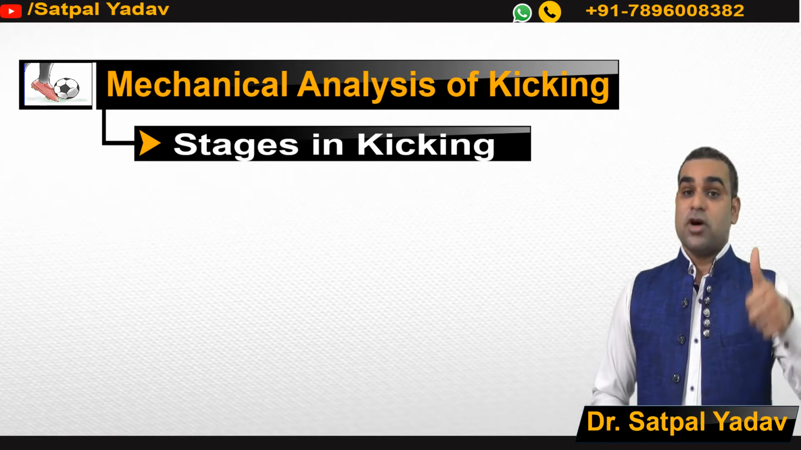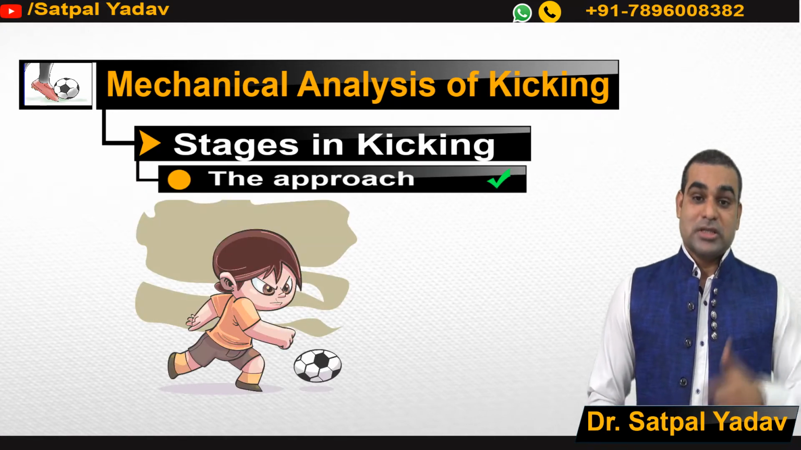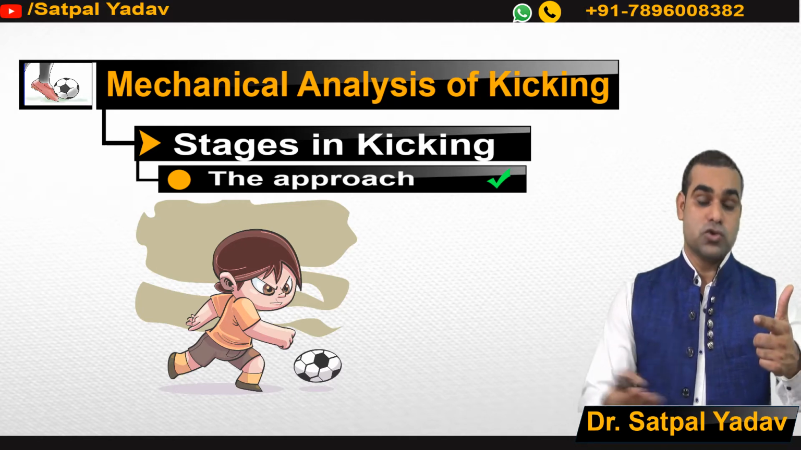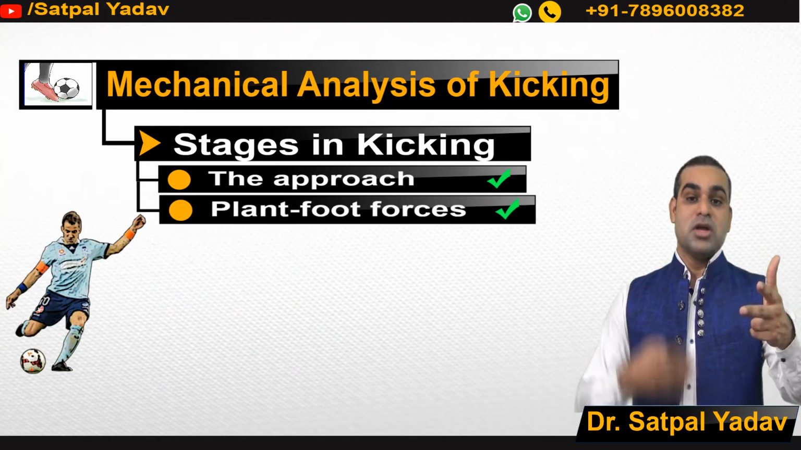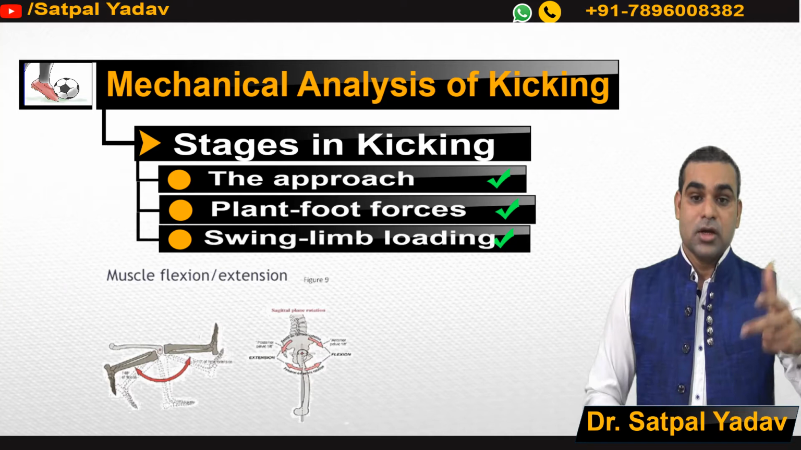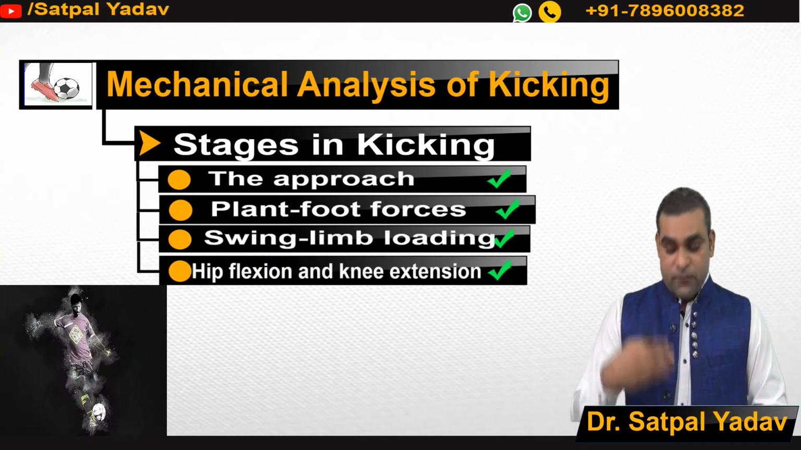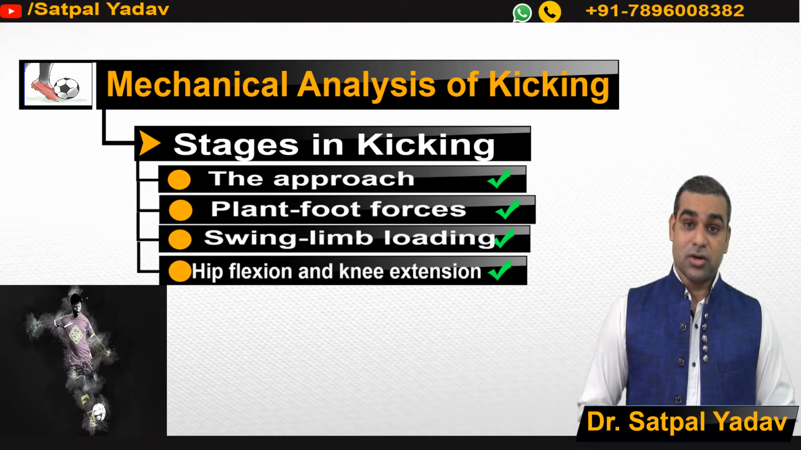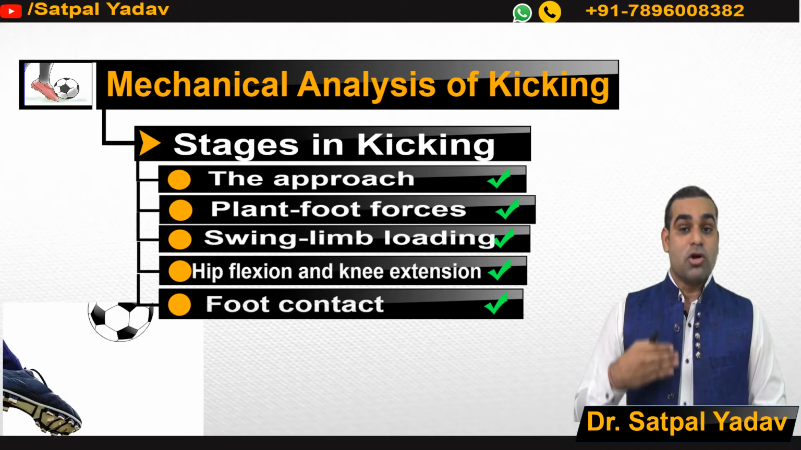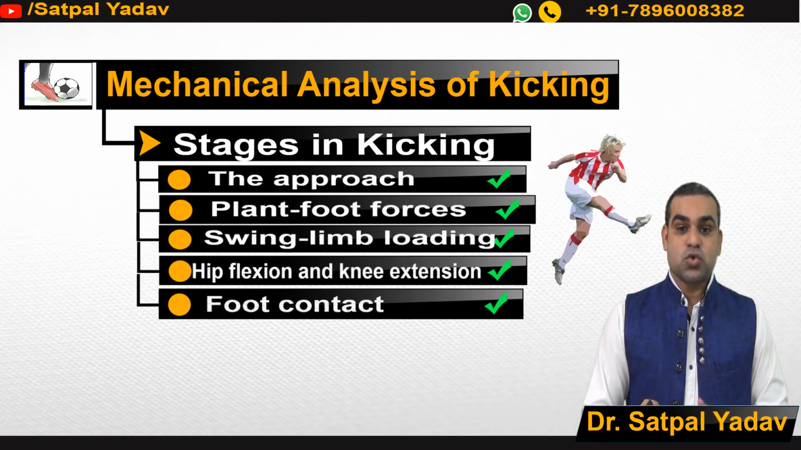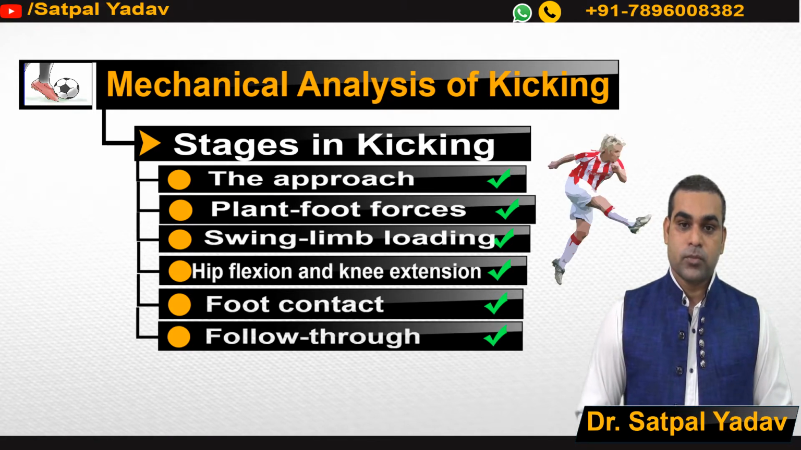Which are those stages? First one, the approach. The second one, plant foot force. The third one, swing limb loading. The fourth one, hip flexion and knee extension. The fifth one, foot contact. And the sixth one, follow through.